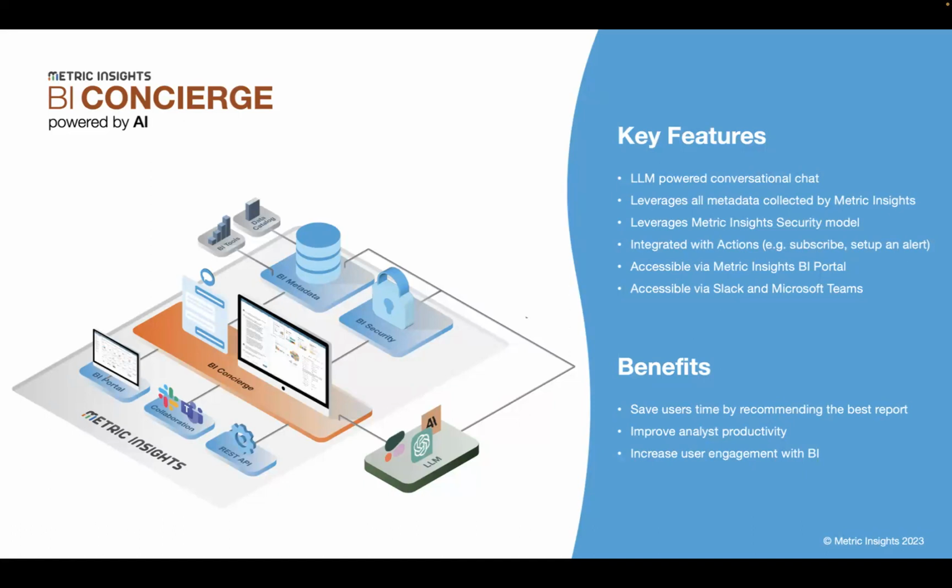But the Concierge is essentially integrating, in this case, with GPT-4. But the intention is that we can integrate with any real LLM out there that can help solve these issues. And having the knowledge and the integration with the security model, so that we can understand what we should be recommending to each user based on permissions and security, and that wealth of metadata coming from a multitude of different sources, allows us to make those recommendations.